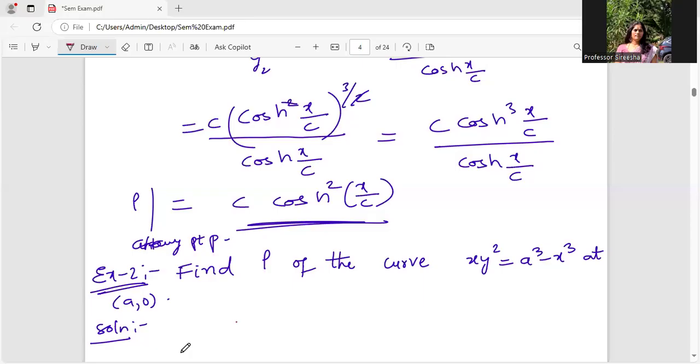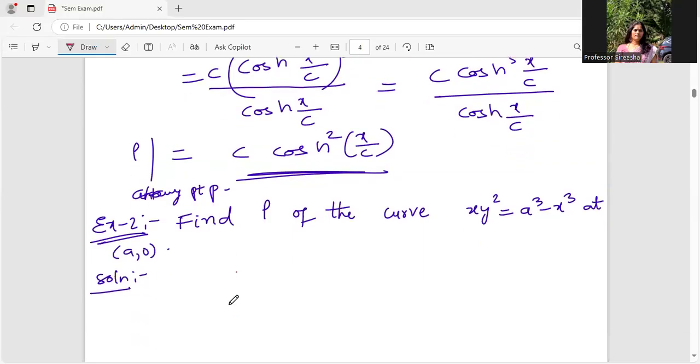So we'll see one more example on radius of curvature. Find rho of the curve xy squared is equal to a cubed minus x cubed at the point (a, 0).